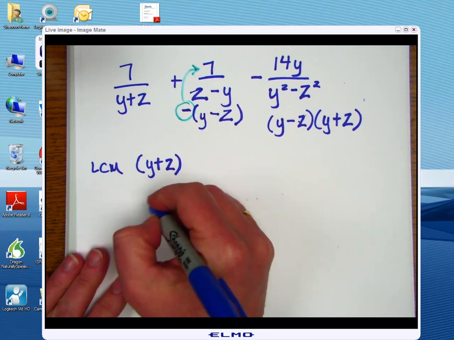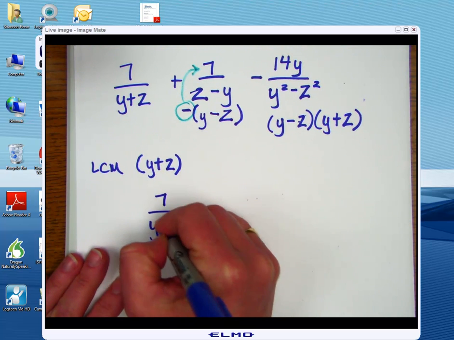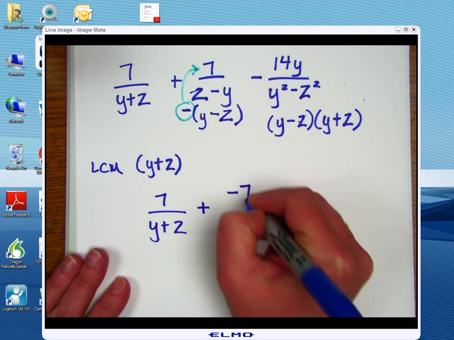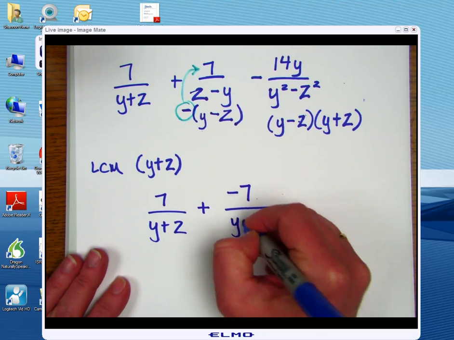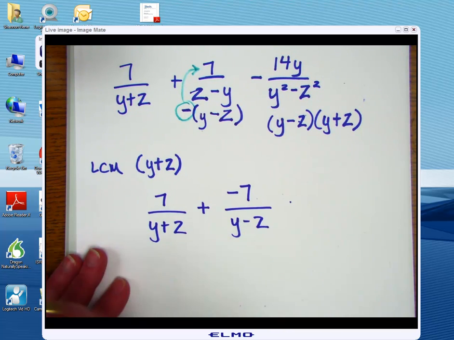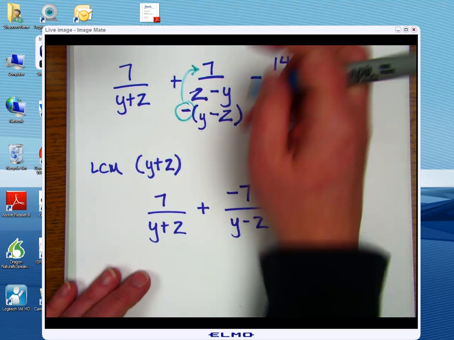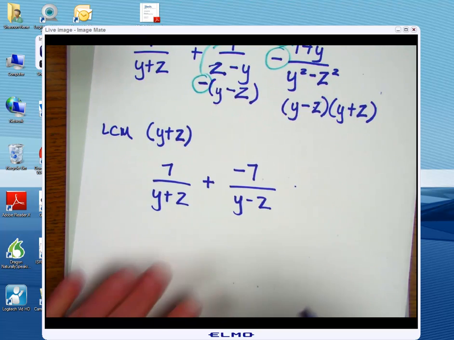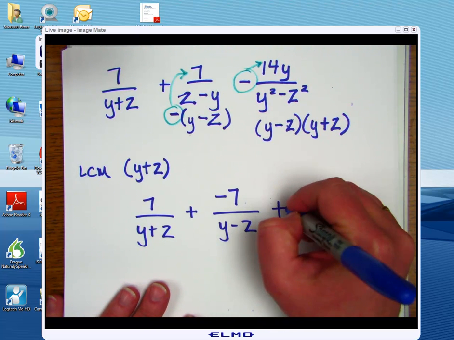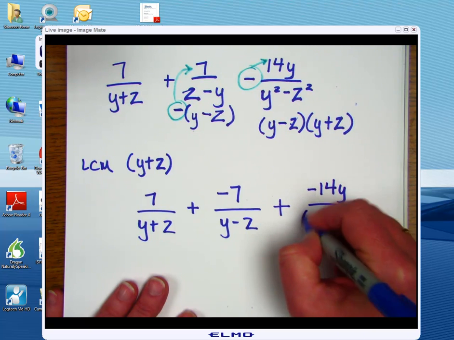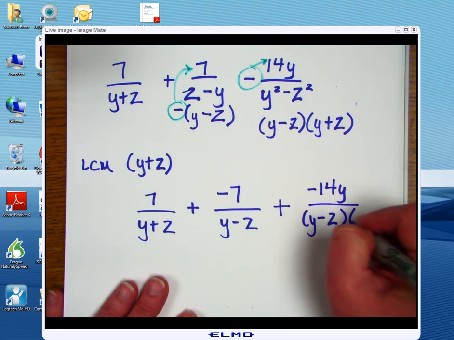Okay, so what do we have so far? We have y plus z, and now over here we're going to have plus, but we're going to have negative 7 over y minus z. Remember also I said if you have a negative sign, you can change it to an addition by packing its bags, moving upstairs. So I'm going to rewrite this as plus, and then I'm going to have a minus 14y in my numerator, and then y minus z, y plus z.